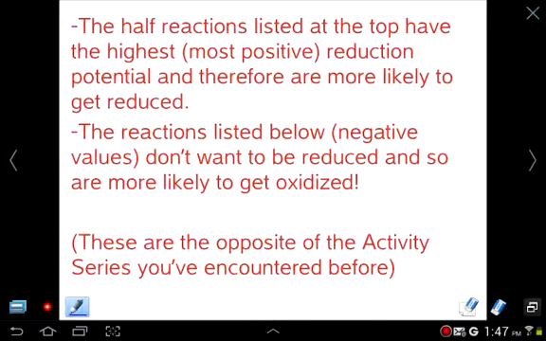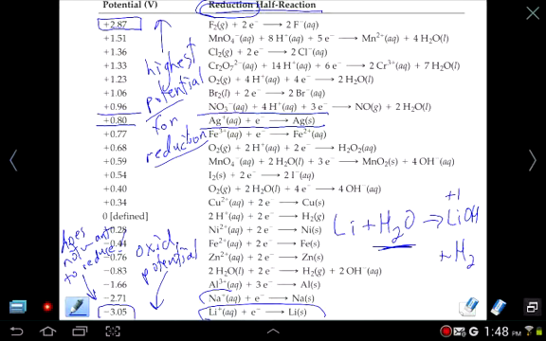Again, at the top you have the reaction listed with the highest reduction potential, and at the bottom the opposite. And by the way, this table is actually the opposite of the activity series. We've seen the activity series in chapter 4. And remember, your most active metals like lithium and sodium are at the top of the activity series because they are so active. Here, they are actually at the bottom. So this is like a flipped version of the activity series.